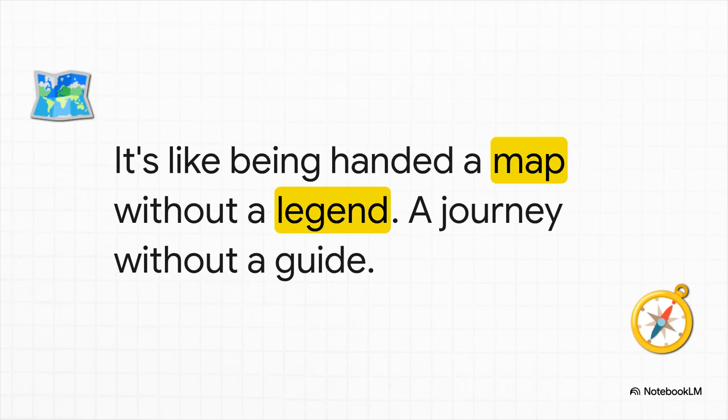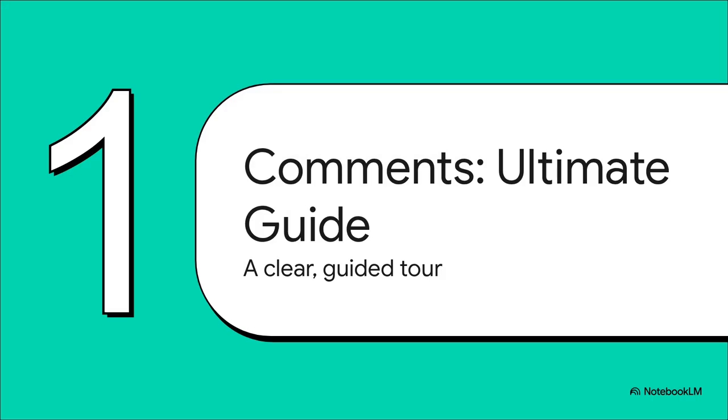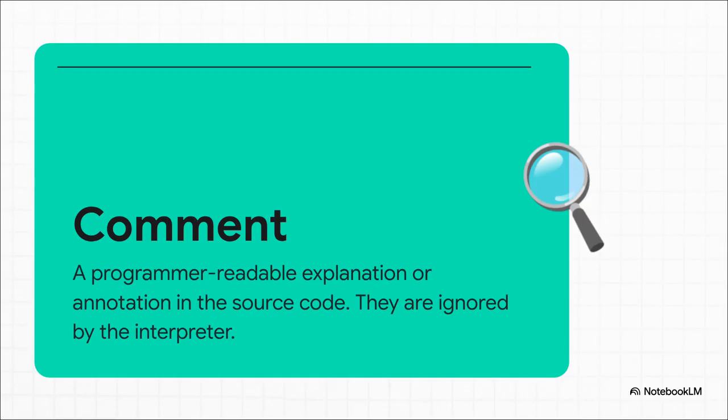Yeah, it's kind of like being given a map that has no legend. You can see all the roads and symbols, but you have no clue what they mean or where you're supposed to be going. And that, right there, is exactly what code without comments feels like, a journey with no guide. Okay, so let's fix that. Today, we're creating that legend. We're going to turn that messy, confusing map into a clear, guided tour, all by using the power of Python comments.